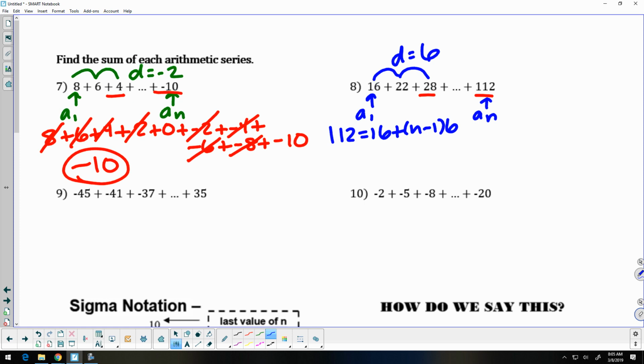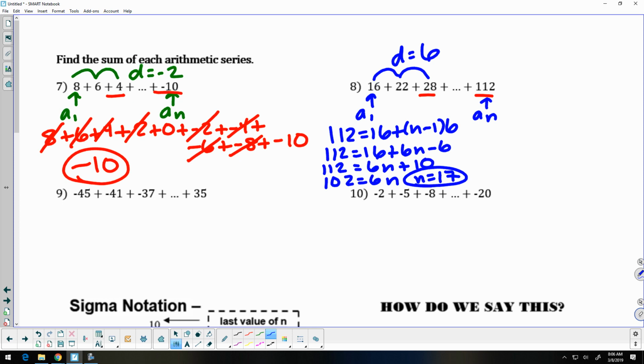Okay, so going through, solving for n, 112 equals 16 plus 6n minus 6, so 112 equals 6n plus 10. Subtracting 10 is 102, and then dividing both sides by 6, this should come out to be n equals 17 in the end. So that's a lot of terms. 17 terms. Again, we only see 4 of them, so there's still 13 missing numbers in this series. Listing out all those numbers would be kind of a pain in this case.